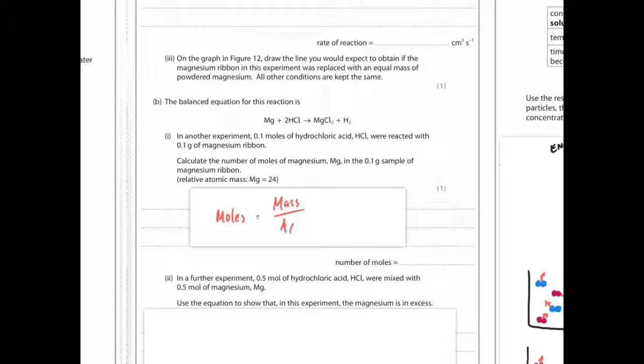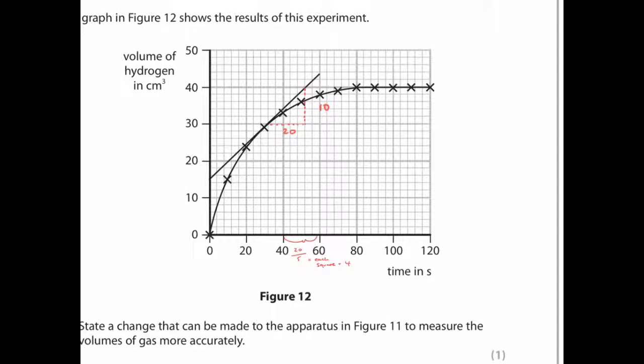On the graph in figure 12, draw the line you would expect to obtain if the magnesium ribbon in this experiment was replaced with an equal mass of powdered magnesium, all other conditions kept the same. Alright, so to draw this line, what you've got to remember, I'll show you a few examples here just in case it comes back to you in another way. Basically, if you increase the surface area or increase the temperature or add a catalyst, what you're doing is increasing the rate of reaction. You still get the same amount of product formed at the end, but the time at which you reach that end point is sooner. So in other words, you'll get a left shifted curve showing that you've reached that end point sooner.